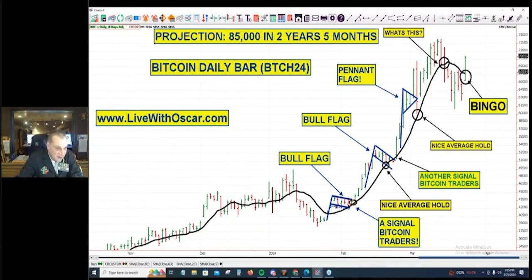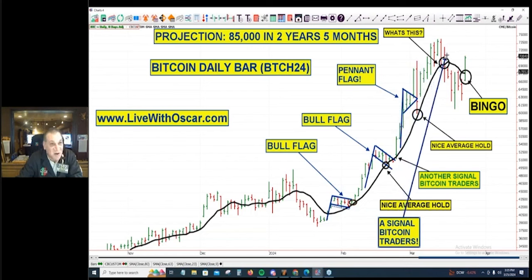So it makes a bull flag. At the end of the bull flag, it hits the average, and we get a buy signal, runs up, another bull flag, which is what? Quick run up, consolidation, right? Bull flag, bear flag, same thing. Quick run up, consolidation, quick run up, consolidation. So bull and bear flags are the same. But it hits the average and explodes. Puts in a pennant flag, explodes out of the pennant flag, comes down and hits the average and explodes.